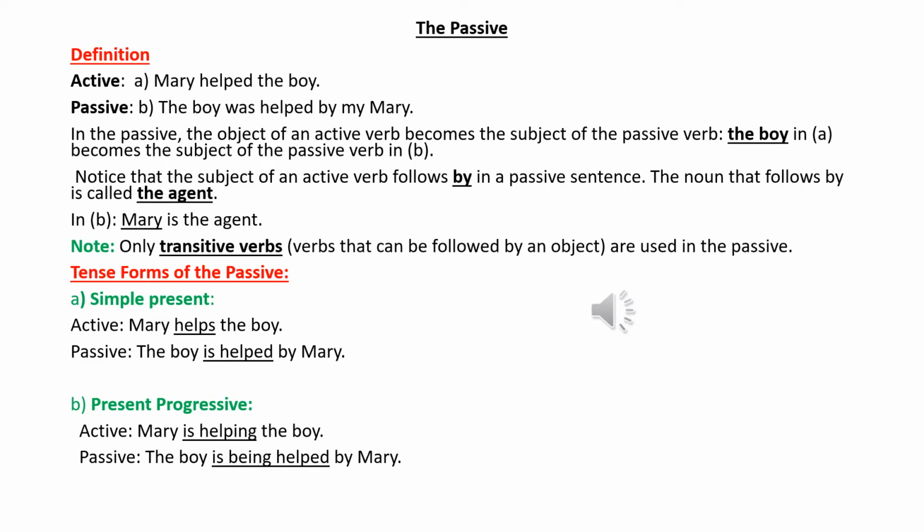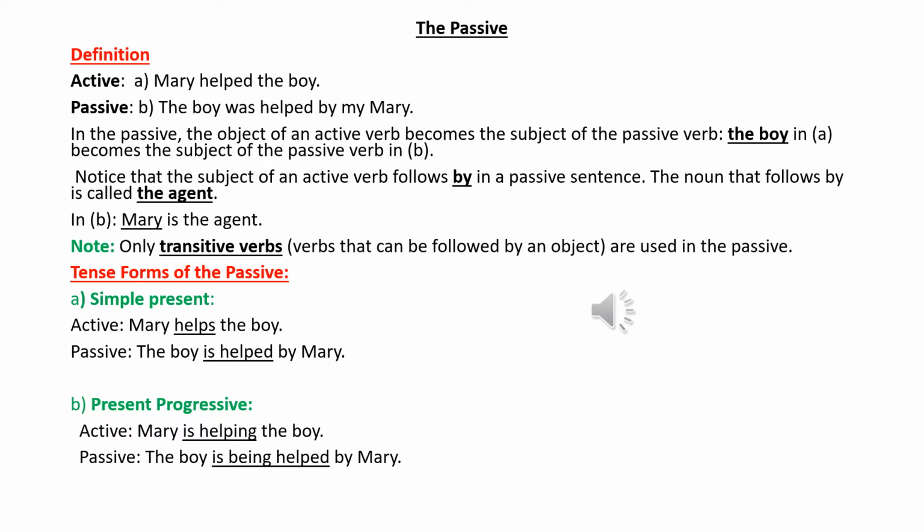As we mentioned in the previous video, there are some times when you don't want to say who or what did the action, or maybe you don't know who or what did the action. Moreover, the object is the most important part of your sentence. In brief, you can use the passive to change the focus of your sentence.